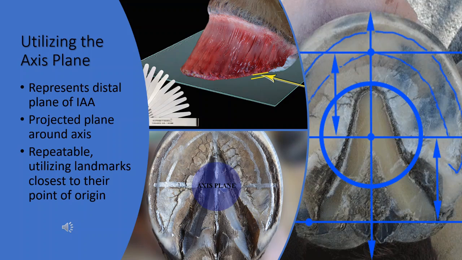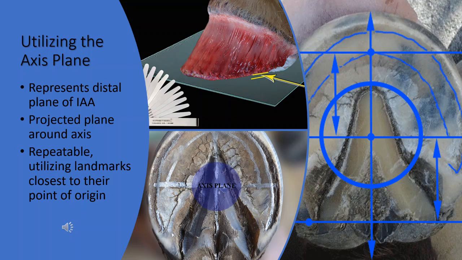Referencing structures that are closest to their point of origin is what makes using the axis plane so reliable. I recommend concentrating your focus on those structures located within the confines of a 2-inch circle with the foot's axis at its center. The foundations for the structures within this circle are P3, foundation for the primary sole, and the digital cushion, foundation for the frog.